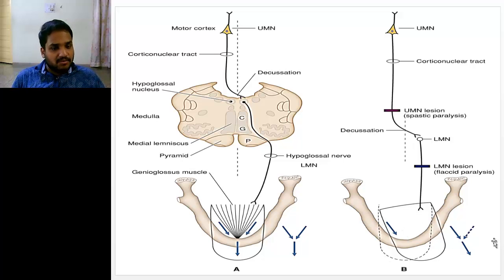So the tongue is going to deviate to the affected side in case of both upper motor neuron lesion as well as lower motor neuron lesion on protruding the tongue. Remember, you have to underline those words, on protrusion of the tongue. The tongue is going to deviate to the affected side in case of both upper motor neuron as well as lower motor neuron lesions, right?